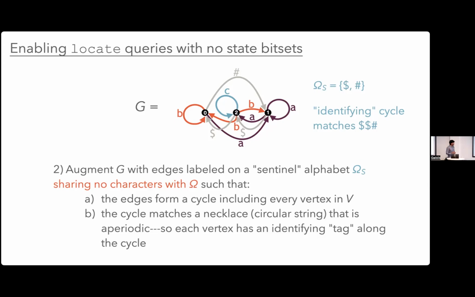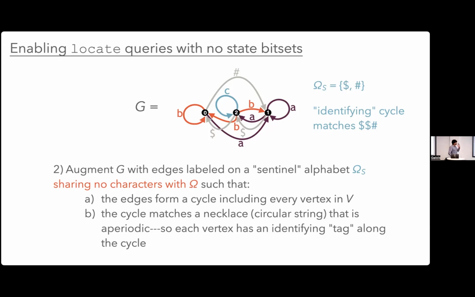So let's break this down. Sentinel alphabet. What we're doing is augmenting G with edges labeled on a sentinel alphabet. In this example, that sentinel alphabet is $#, which has no characters in common with the alphabet of the original graph, which is A, B, and C. Now, we're augmenting G with a cycle. That cycle will include all the vertices in the graph. And that cycle will match a circular string that's aperiodic. A periodic string would be $#, for example. Here, we're saying it's $$#.